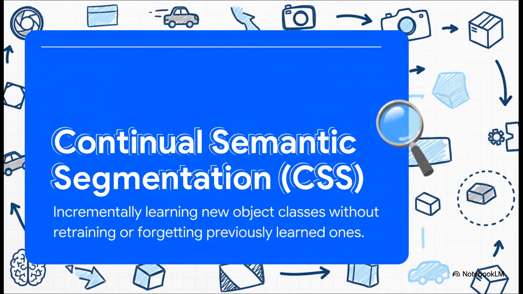And this whole problem exists in the world of continual semantic segmentation, or CSS for short. The name of the game in CSS is hitting that perfect balance between 2 competing goals. You need plasticity, which is just the ability to learn new stuff, but you also need stability, so the model doesn't just completely forget everything it learned yesterday. That's catastrophic forgetting. And this whole background issue throws a massive wrench into both of those things.